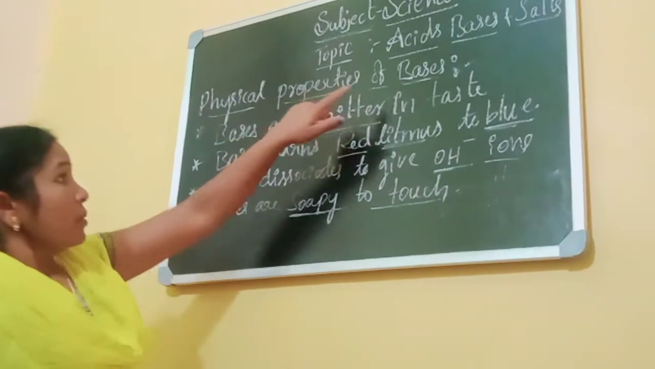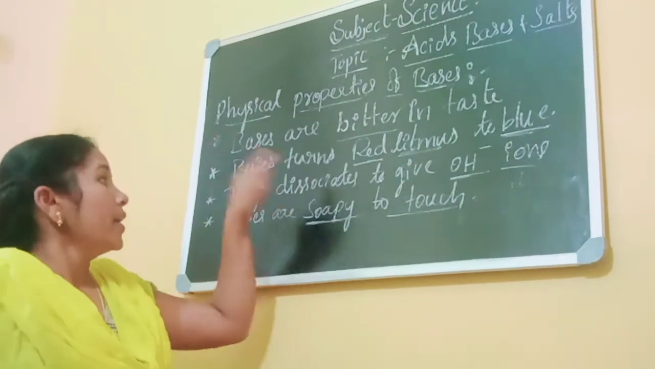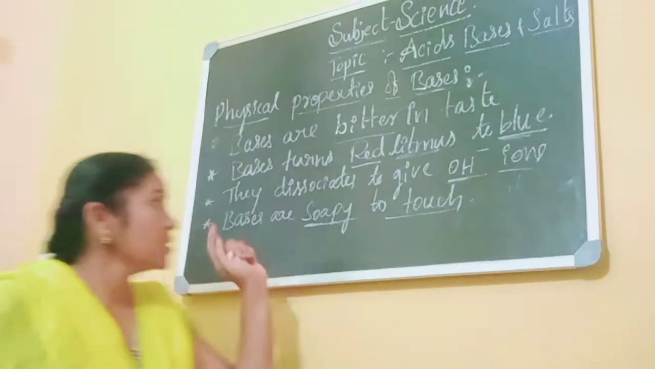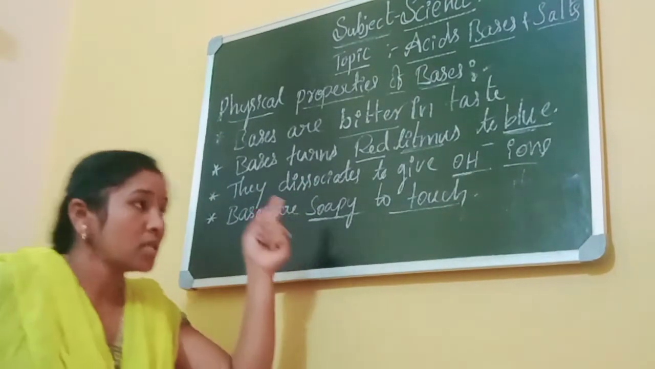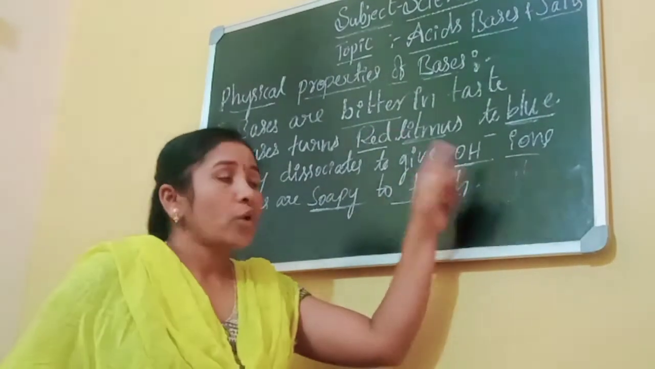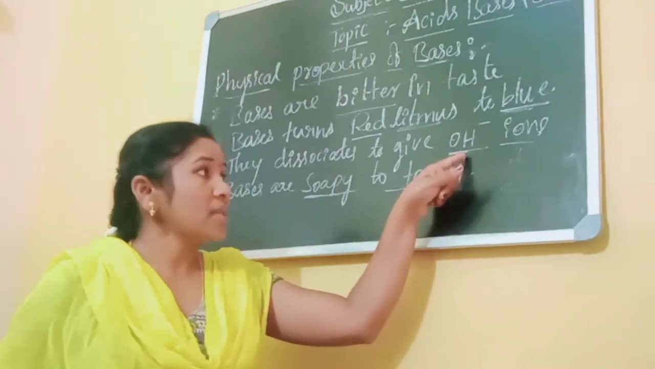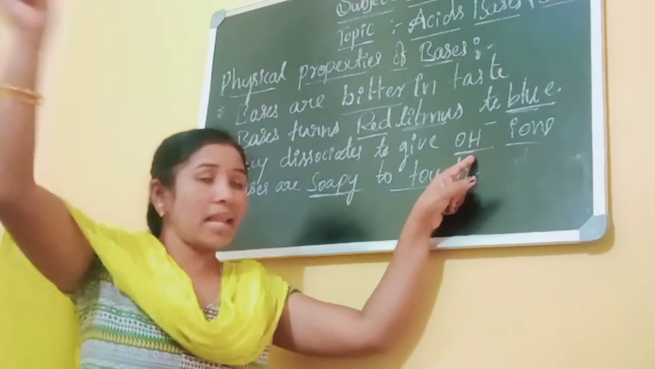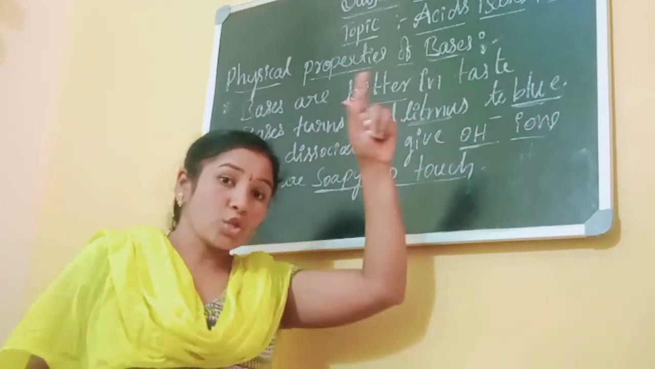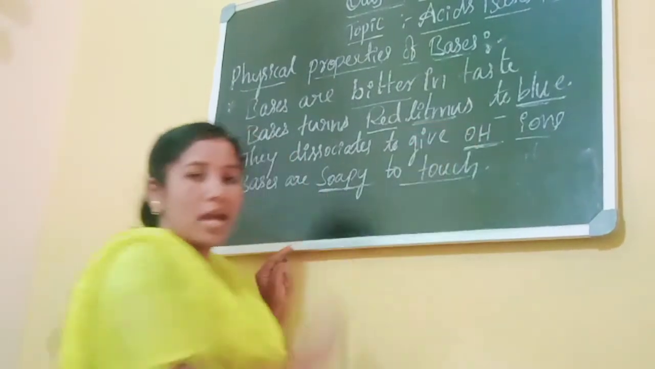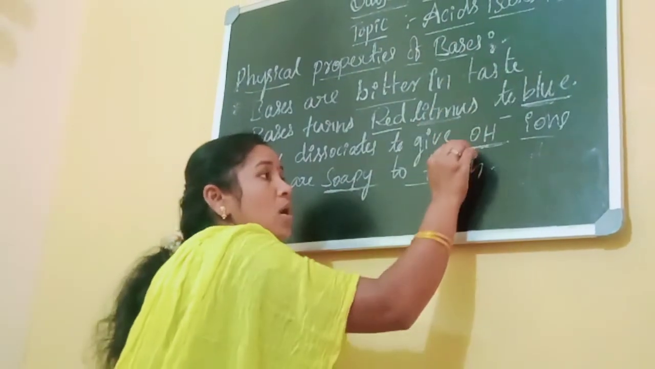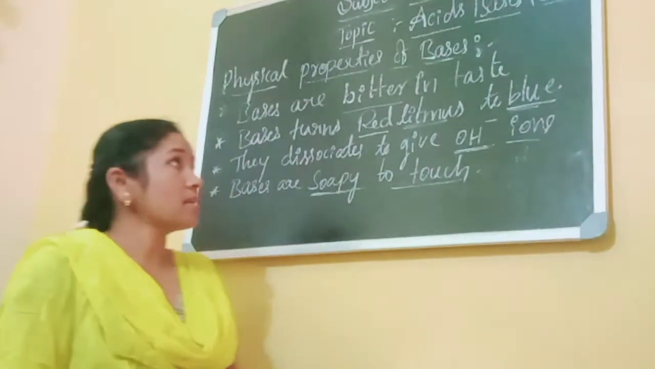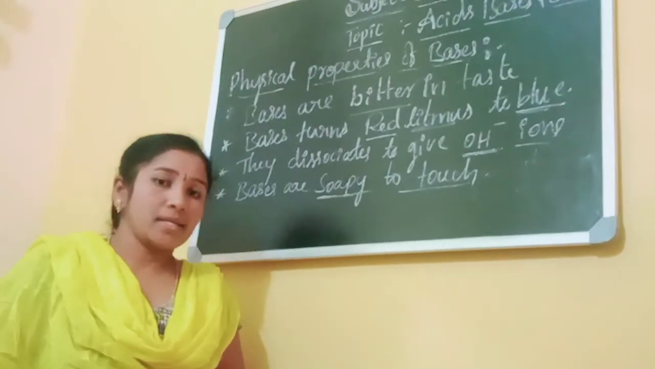See once again, bases are bitter in taste, and bases turn red litmus paper into blue litmus, and bases dissociate or dissolve to give OH minus ions, hydroxyl ions, but acids give H plus ions, hydrogen ions. Bases form hydroxyl ions and bases are soapy to touch. These are some physical properties of bases.